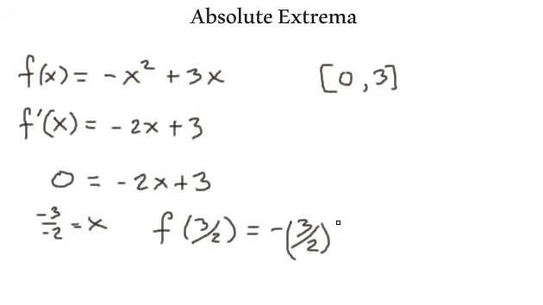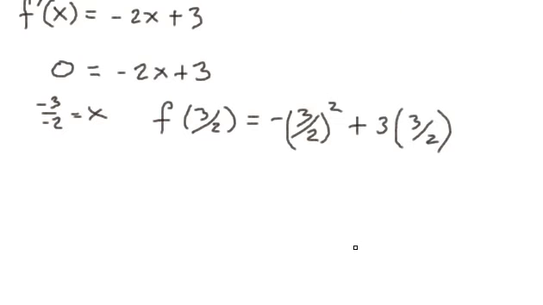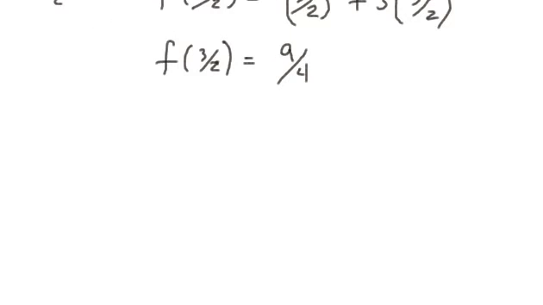So we got negative 3/2 squared plus 3 times 3/2. So we're dealing with some fractions here. Hopefully that doesn't scare you off. I'm just going to go ahead and skip all the fraction nonsense, and I came up with 9/4. Alright, so f of 3/2 is equal to 9/4. Hopefully you know how to get there. I'm not going to get into all that.